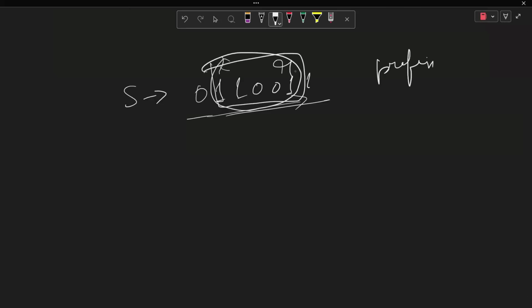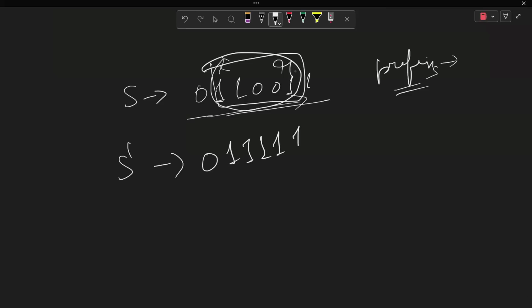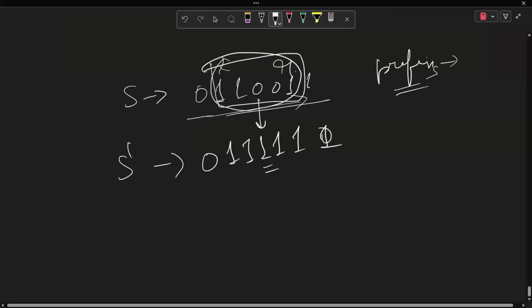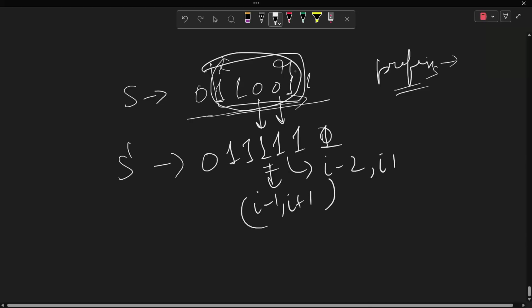So this prefix of S would give you that for the original string without any operations. But for S dash, if you have some ones which are converted from 0 to 1 from S to S dash, you would also have to store the indexes on which it depends for the conversion. So let's say this depends on I minus 1 to I plus 1, and this one depends on I minus 2 to I plus 1.